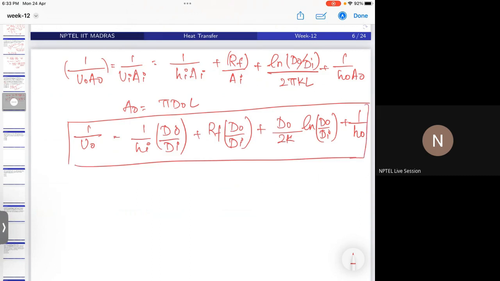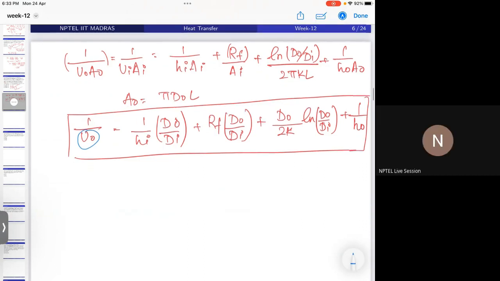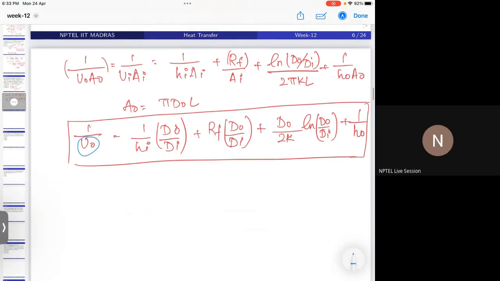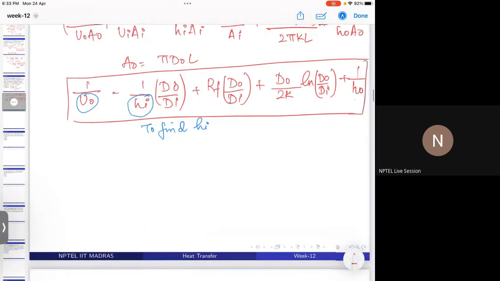Okay, so we are asked to find Uo. But what are the things given here? Do and Di we know, Rf is given, K is given, and Ho is also given. So in the question, we have to find out Hi, that is the convection coefficient inside the tube. Okay, so that is the task here.